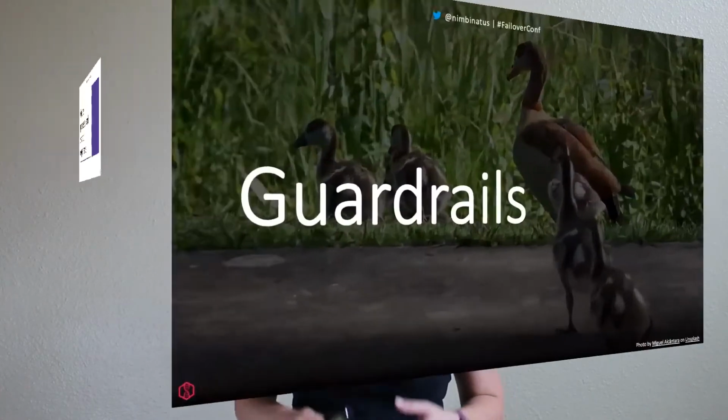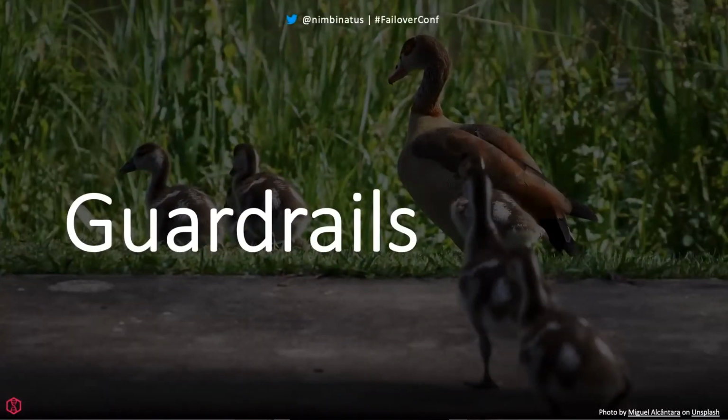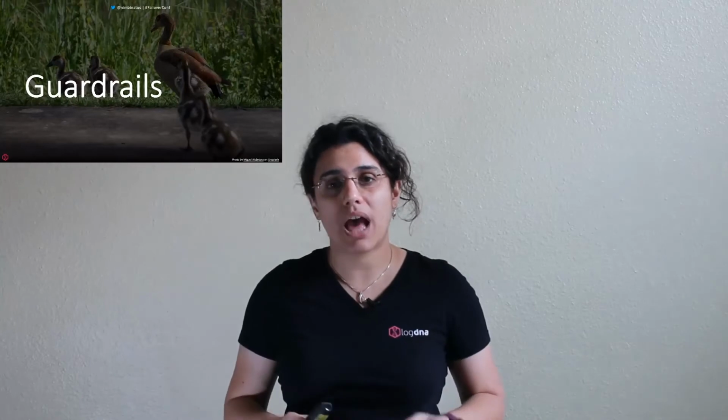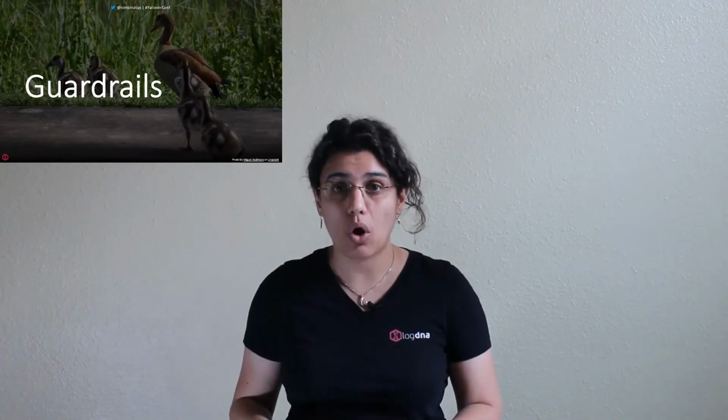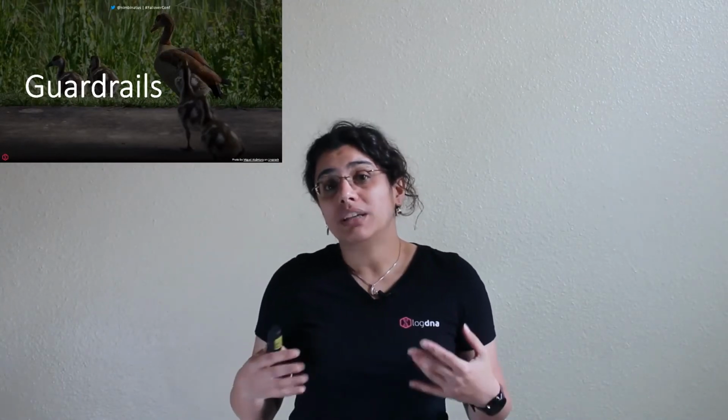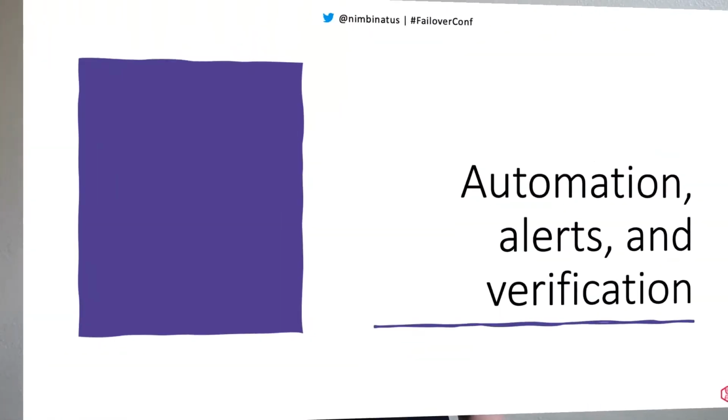Now, on top of guidelines, we have guardrails. Now, guardrails are different. Guardrails keep you running along the same path even if something goes wrong. They prevent you from ending up in the danger zone so that you're sure that you're going to keep going where you need to go, even if a mistake happens. So let's talk about some examples.